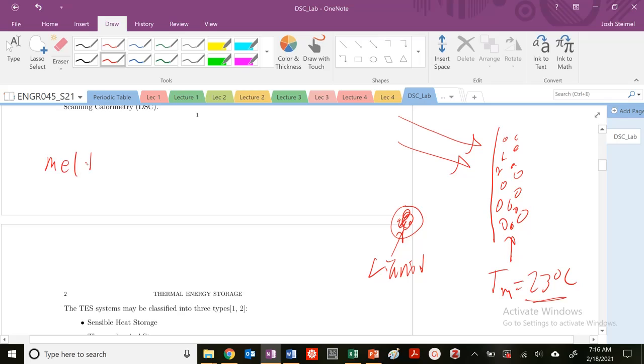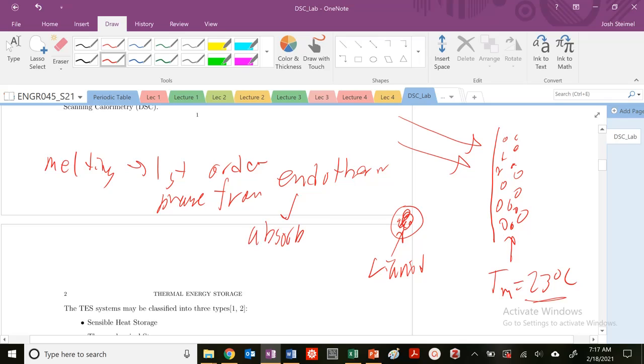And melting, as we know from our first order, second order phase transitions, is a first order phase transition. Melting is an endothermic process, so to melt, we need to absorb energy. The melting temperature dictates what temperature this PCM is going to maintain. The temperature is maintained at 23 degrees C because as the temperature increases, it absorbs energy, and that brings the temperature back down. So it's absorbing that excess energy by melting.